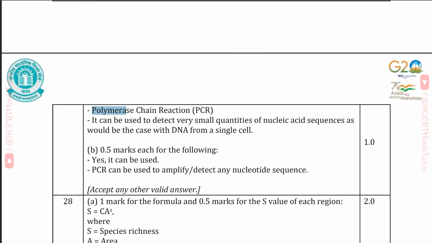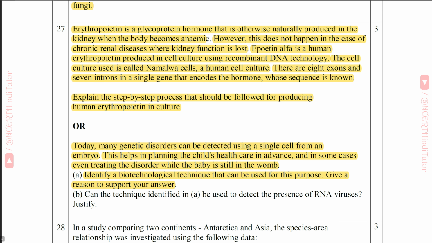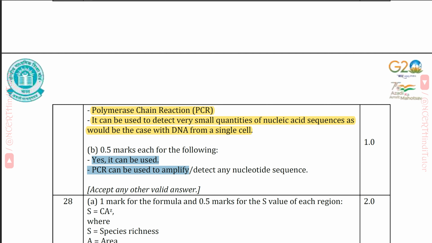Answer. Polymerase chain reaction, PCR. It can be used to detect very small quantities of nucleic acid sequences, as would be the case with DNA from a single cell. B. Can the technique identified in A be used to detect the presence of RNA viruses? Justify. Answer. Yes, it can be used. PCR can be used to amplify and detect any nucleotide sequence.